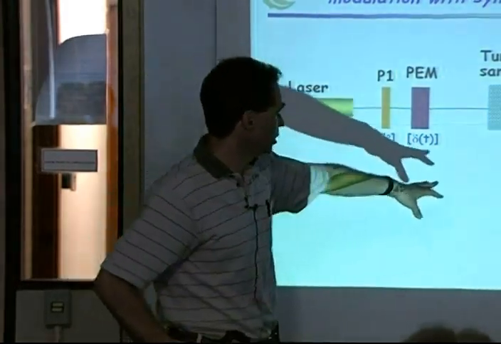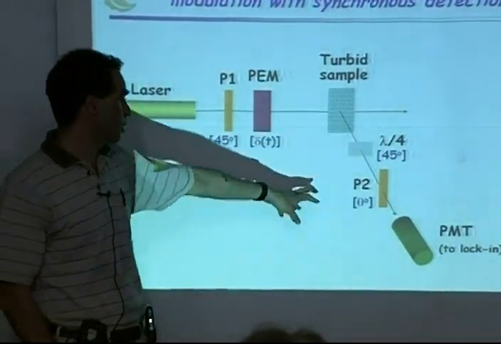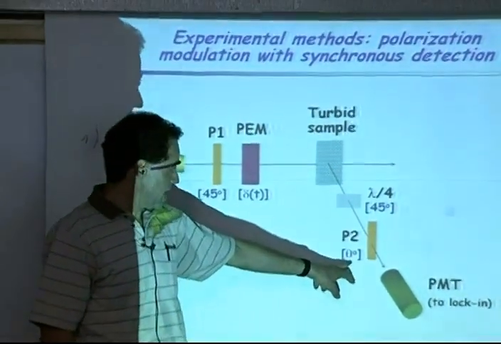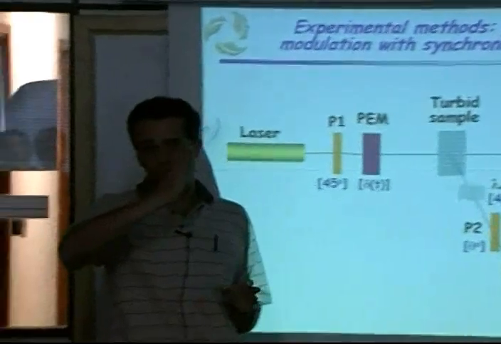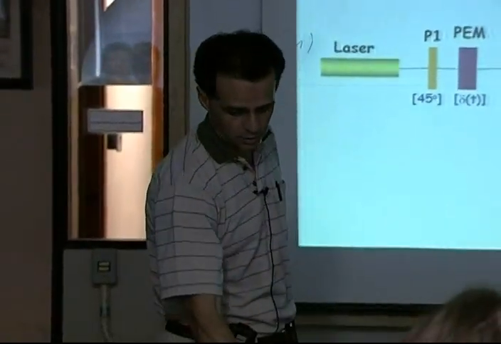Whereas if this measures a significant signal, then you can relate to how much polarization is retained, and you can also look at the angular dependence of this to determine if that polarization is rotated, etc. So that's the basic idea of how you do this experimentally.